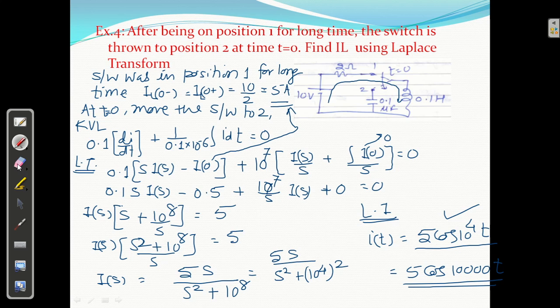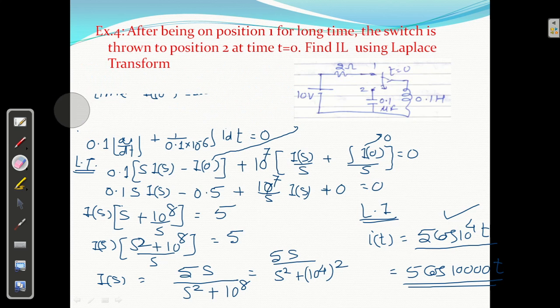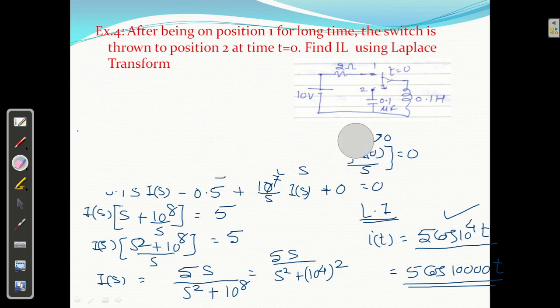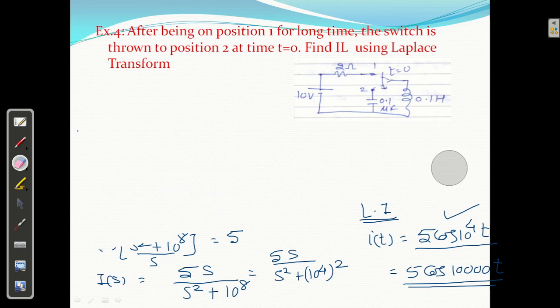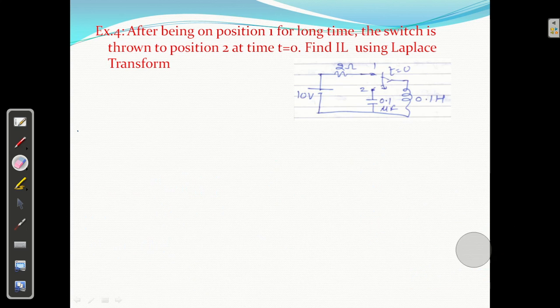Okay, so I am stopping here only. We have solved so many miscellaneous problems. Earlier I had taken the problems with the waveform, and with initial and final conditions, separately, and these are the miscellaneous problems I had taken.